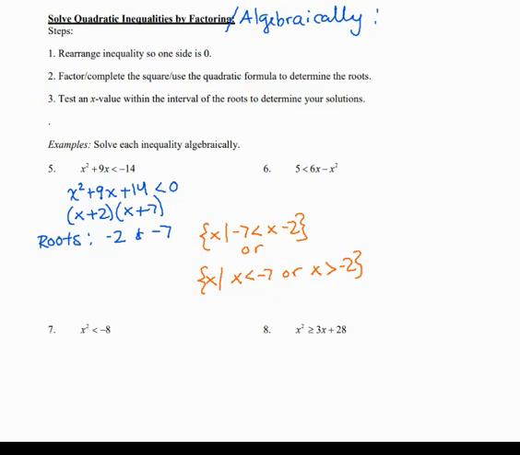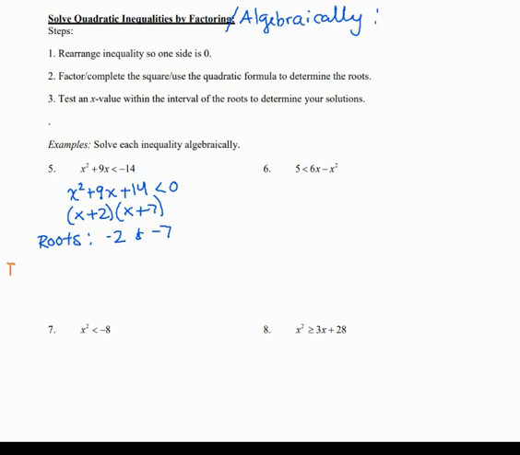Okay, so if we solve this algebraically, I'm going to erase that now. What we're going to do is some test points. Okay, so if I solve it algebraically with the test points, what I'm going to do is literally pick a couple of points on the outside and inside of these two values.